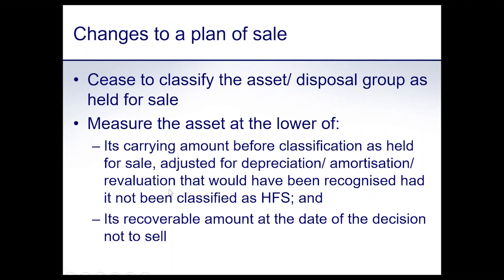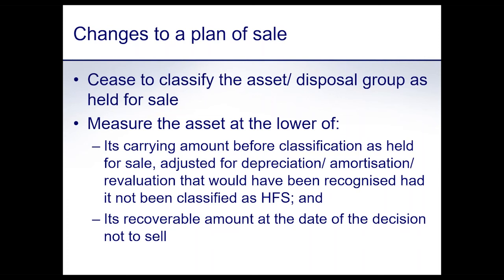If there are any changes in my plan to sell this asset, then at that point, I cease to classify the asset or the disposal group as held for sale. I no longer meet the criteria that we spoke about. And because I no longer meet the criteria, I need to go back and effectively reinstate the asset. So as much as I might have stopped depreciating an asset, this effectively would almost catch up with me, because in reinstating the asset, I'll be required to measure the asset at the lower of its carrying amount before the classification as held for sale.